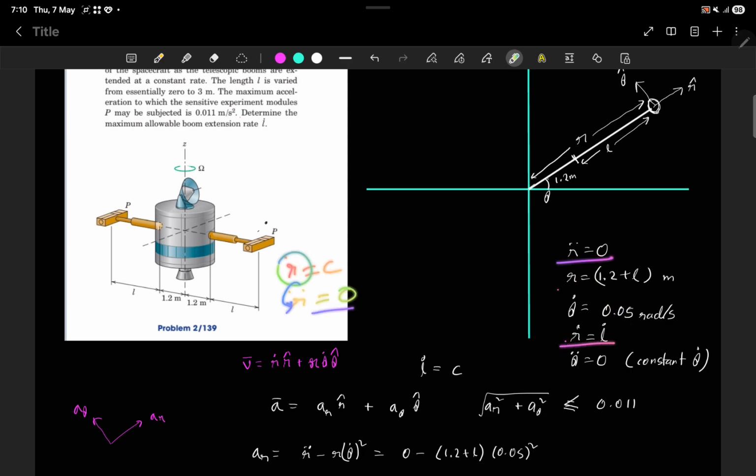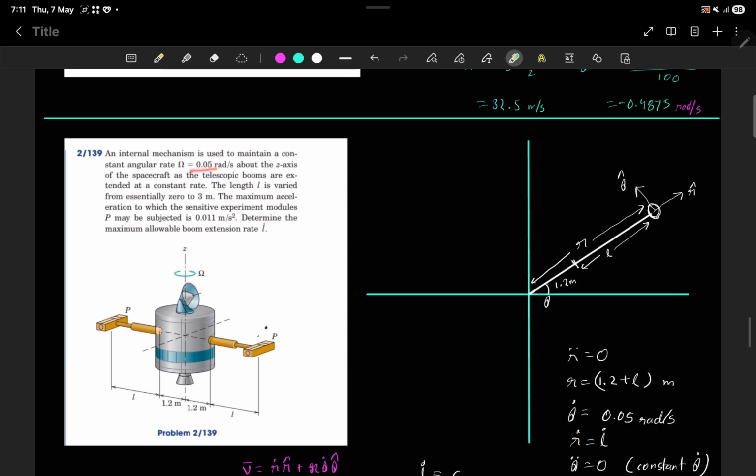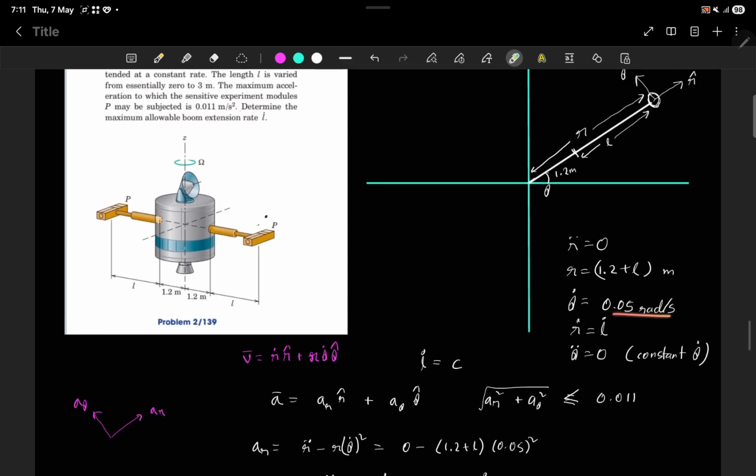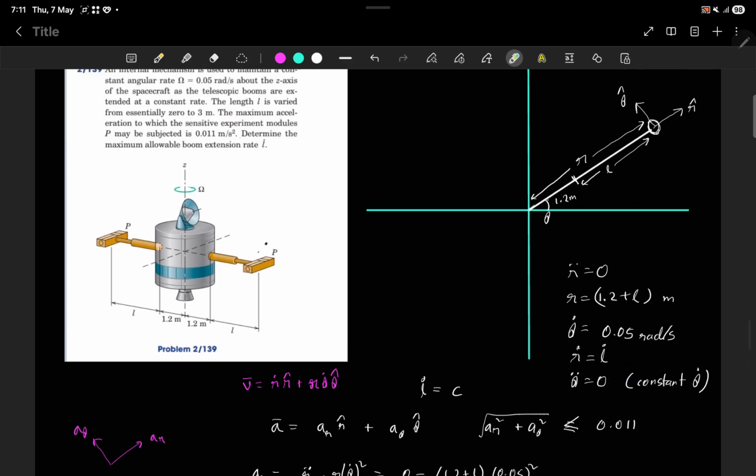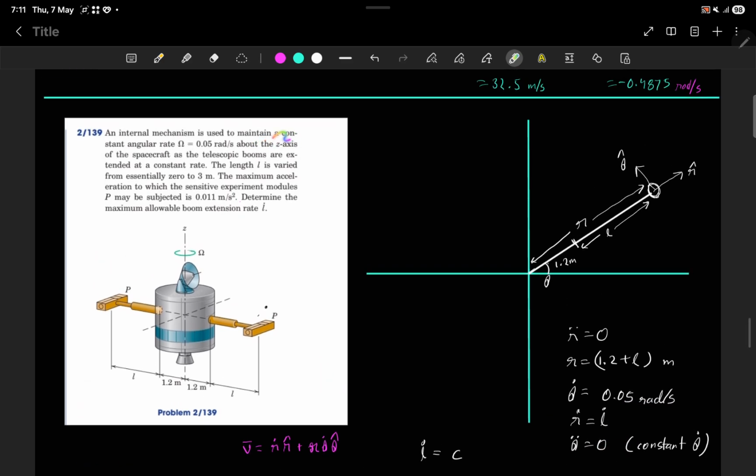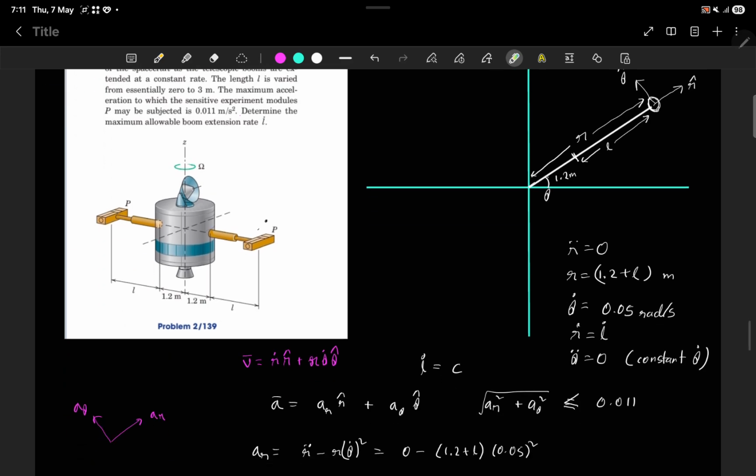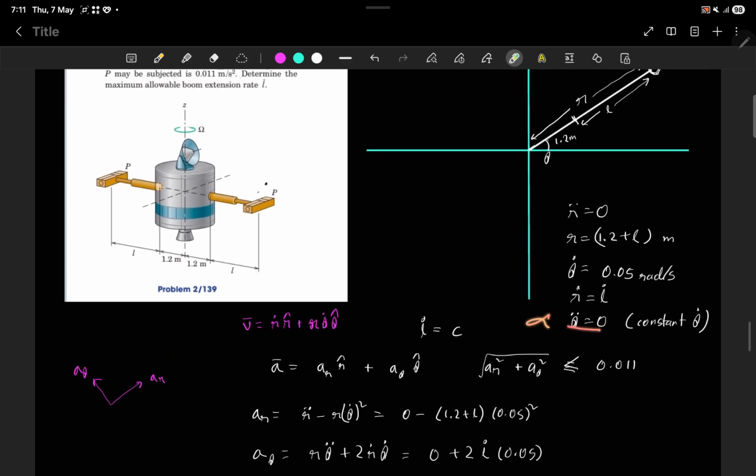And R dot equals L dot. Okay, here we can see R dot equals this constant. And theta dot I have been given. Theta dot is omega, this one is sigma, given as 0.05 rad per second. I have written that. And theta double dot equals 0, because I have also been told to maintain a constant angular rate. So constant angular rate means alpha, theta double dot, equals 0.